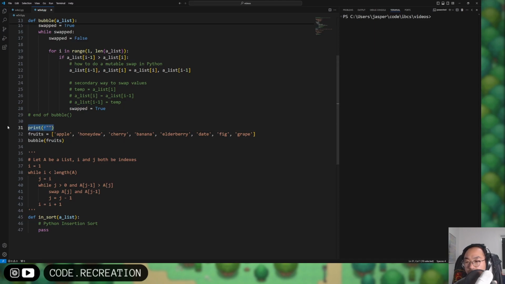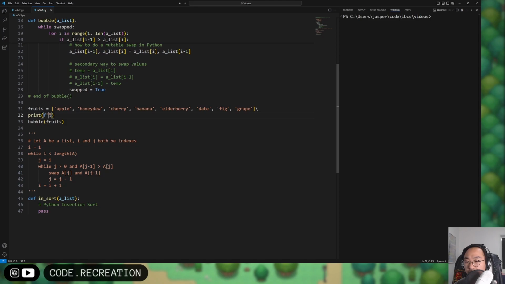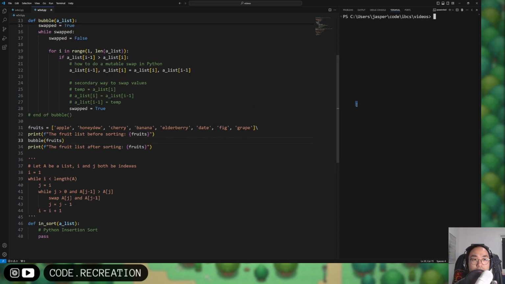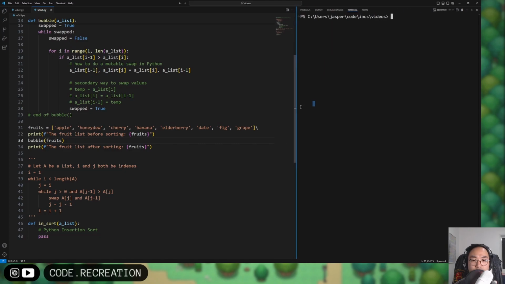Well, it should be after the fruits variable. We can say, the fruit list before sorting looks like fruits, and we'll see what happens after sorting, because we don't need to reassign the value of fruits here, because we're mutating our list. And let's see our code get executed here.